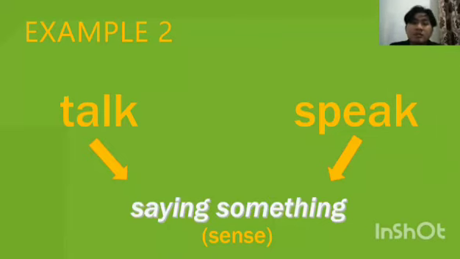But sometimes it's not always that a word has multiple senses. Multiple words can have one sense, the same sense, the exact meaning. For example, the words talk and speak have the same exact meaning, or exact sense. So talk and speak can be referred to as saying something.